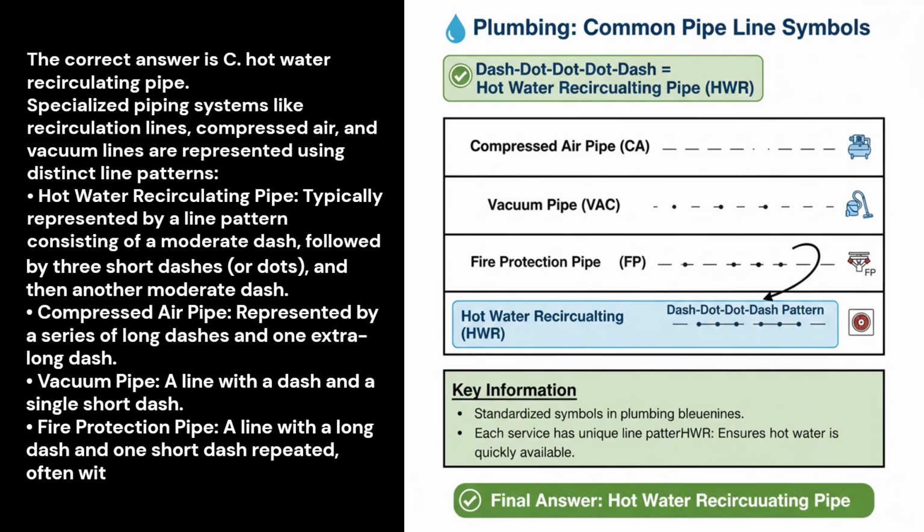Compressed air pipe: usually represented by a series of long dashes and 1 extra long dash, or a long dash and 2 medium dashes. Vacuum pipe: often uses a line with a dash and a single short dash, or dot, repeated. Fire protection pipe: fire sprinkler line commonly represented by a line with a long dash and 1 short dash, or dot, repeated, often with the initials FP nearby.